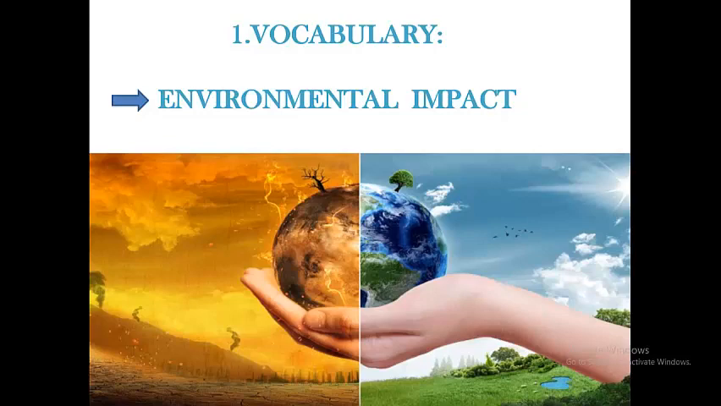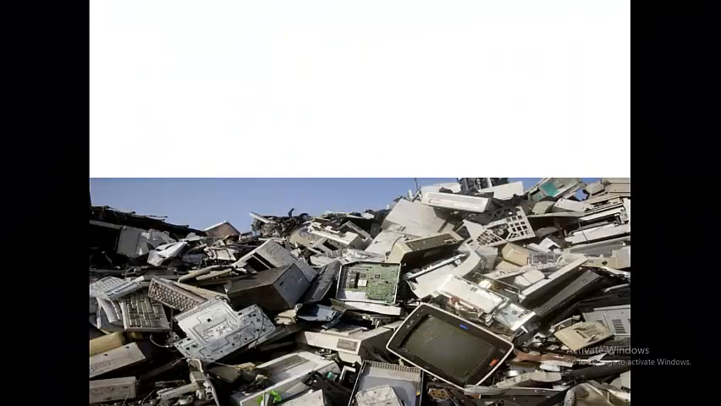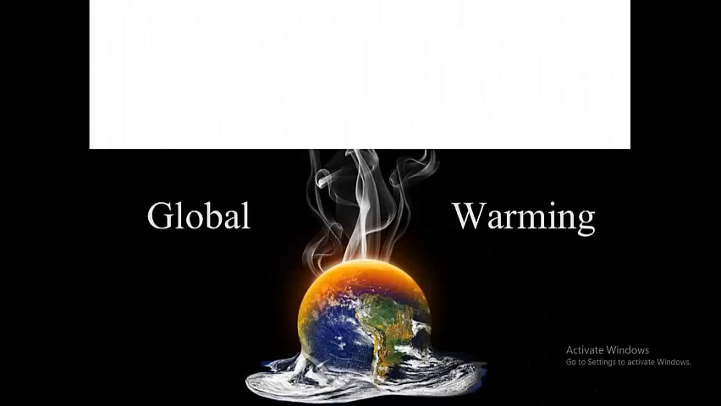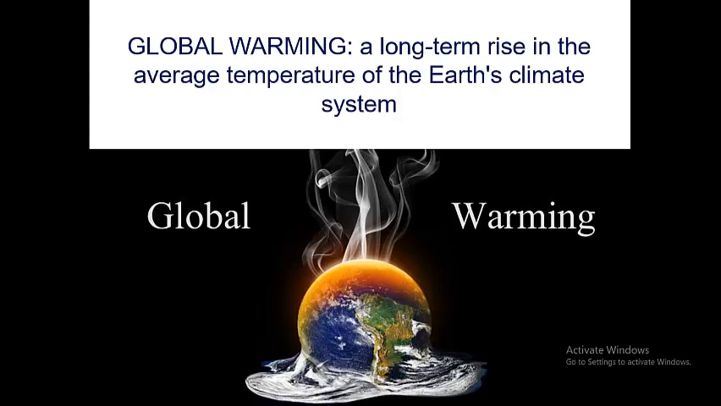For the first one, you can see a lot of devices in the garbage. Yes, it's electrical waste, or we can call it e-waste. E-waste means discarded electrical or electronic devices. And then the next vocabulary, you can see the Earth is burning. Yes, we call this process global warming. Global warming means a long-term rise in the average temperature of the Earth's climate system. And it is affecting our Earth very much.